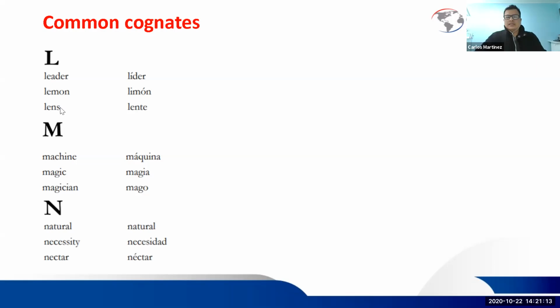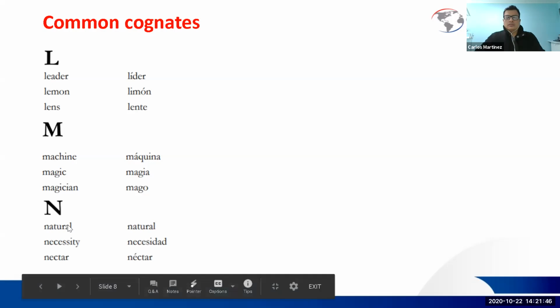Lemon, limón. Lens, lente. Machine, máquina. Please be careful, don't say it like the word from the clown. This is machine, máquina. A little bit different, but it's in the ballpark. Magic, magia. Magician, mago. Natural, natural. Necessity, necesidad. Nectar, néctar.